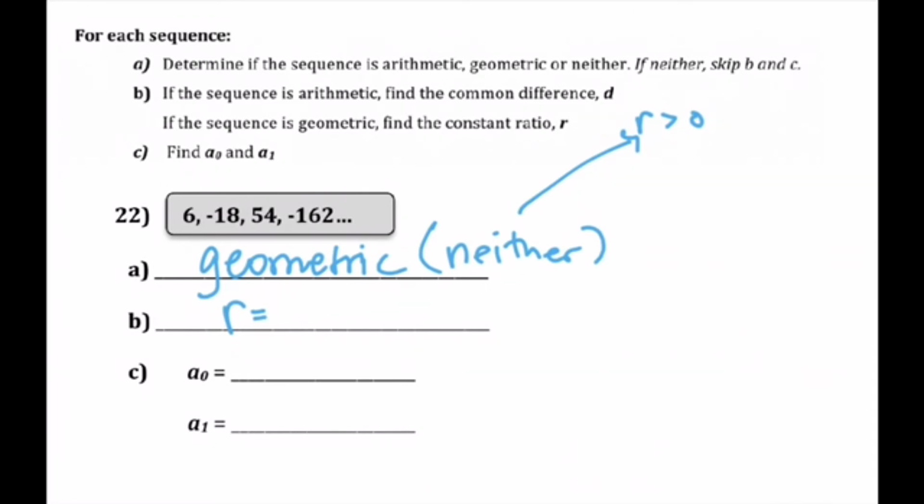So r is equal to, if we're multiplying by something, what are we multiplying by every time? Negative 3. Okay. All right, so a sub 0, what would I do to get to a sub 0? Mallory, what do you think I'm going to do? Divide by negative 3, right? So negative 2, and a sub 1 is 6. Okay? All right, let's go to the next thing.